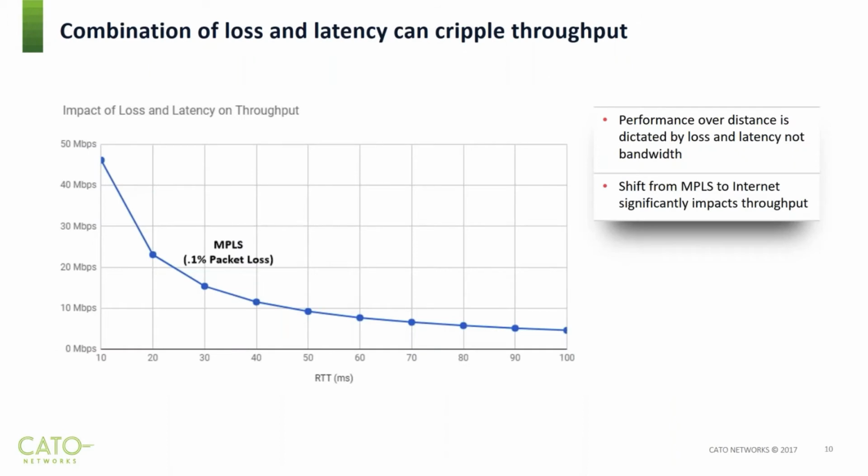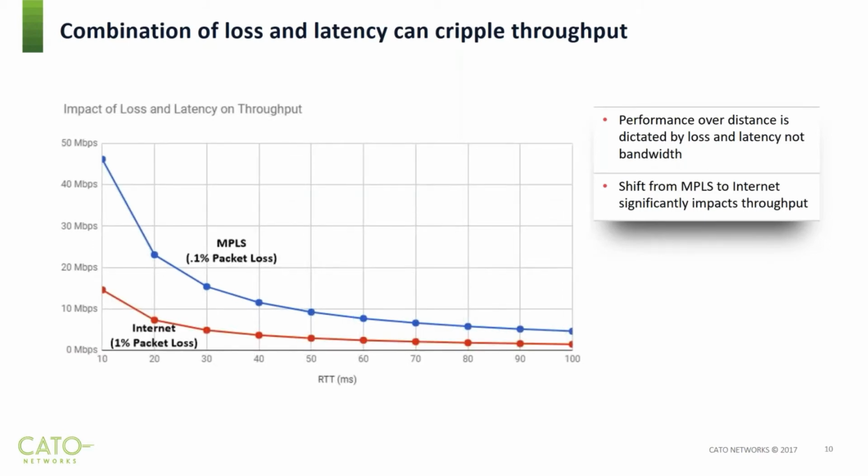Now, the combination of loss and latency can have a big impact on throughput. And this graph is something important to appreciate because as packet loss increases, your throughput decreases. And the same applies to your latency, your round trip time. As your latency increases, your throughput again decreases.